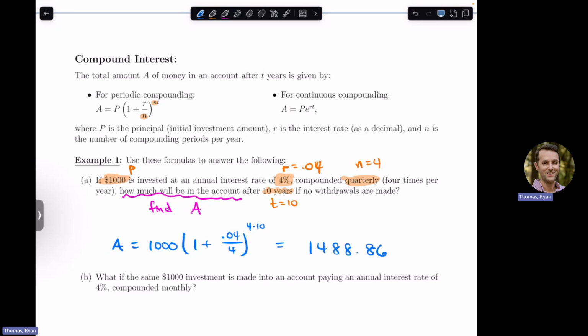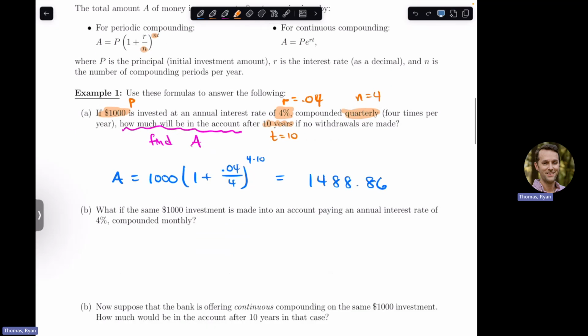But first of all, is everybody okay with the setup? How we got there? Principal, identifying all the pieces. Okay, and how to know which formula to use here. Again, you can pretty much take it as you only do this when the word continuous shows up. Otherwise it's periodic, and something in there must tell you what the period is. And then push all the stuff into the formula and go for it.